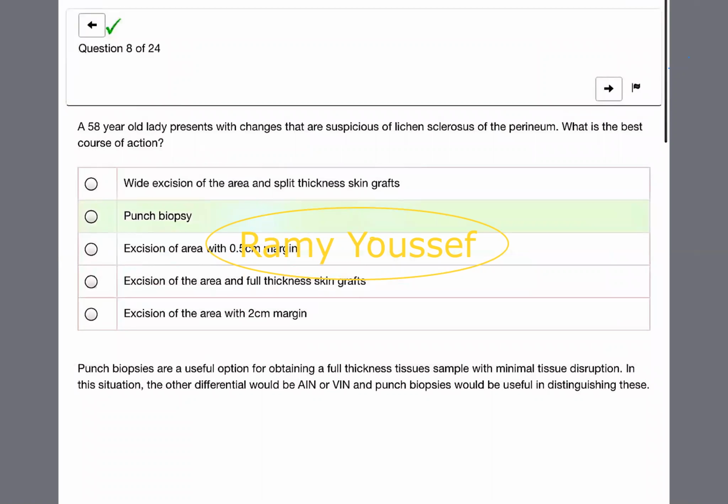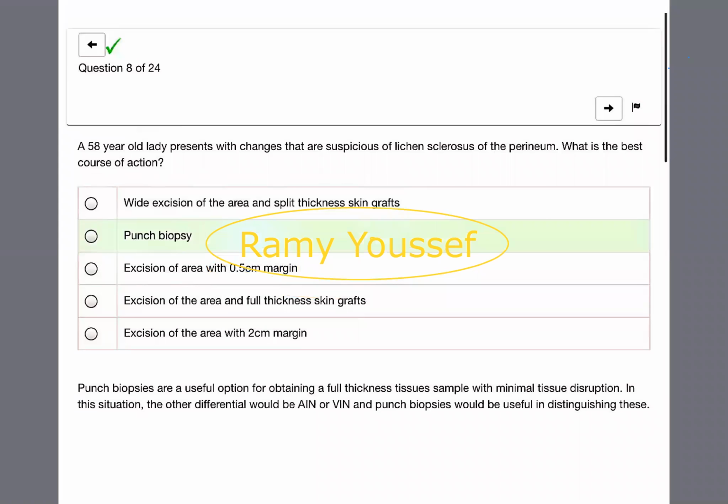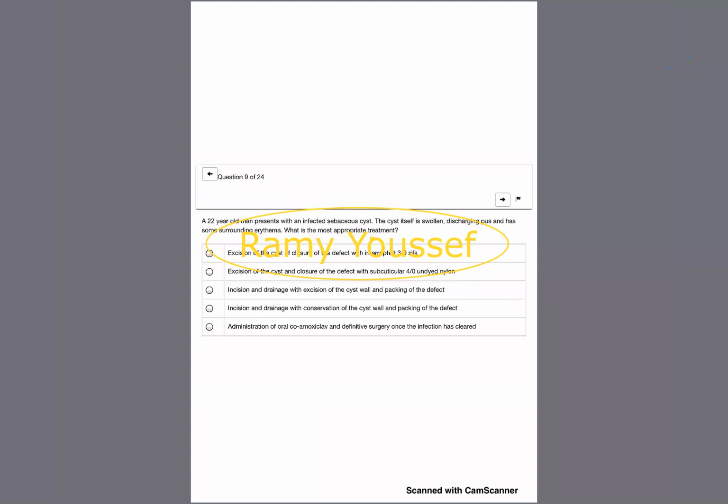Also, this is one of the unique questions, lichen sclerosus of the perineum, punch biopsy. I didn't see it in the last two years of recalls, 2019, 2018, and I think also 2017. I didn't see this question before. Just put it in our mind.